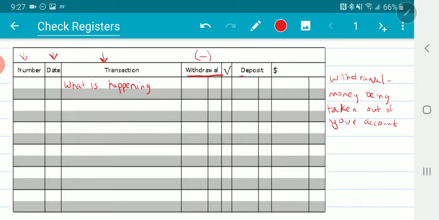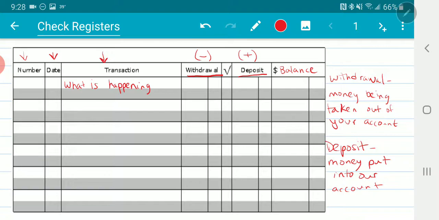Up next we have deposit. A deposit is the opposite. Deposit is when money is being put into our account. So with deposit, we're going to associate addition, because our account is going to be increasing. And last but not least, this final column with the money sign here is your balance. That's how much money you have in the account at whatever time you're looking at. It keeps you up to date, and tells you whether you have enough money for what's going on.